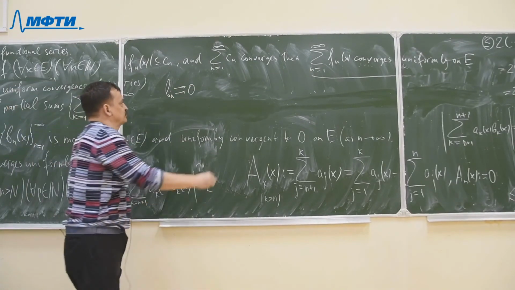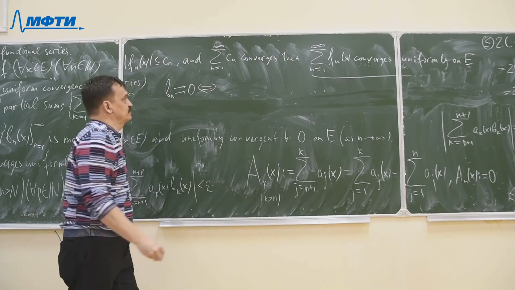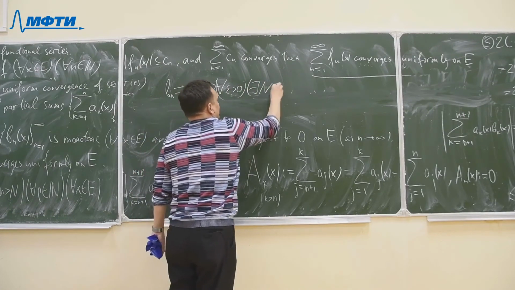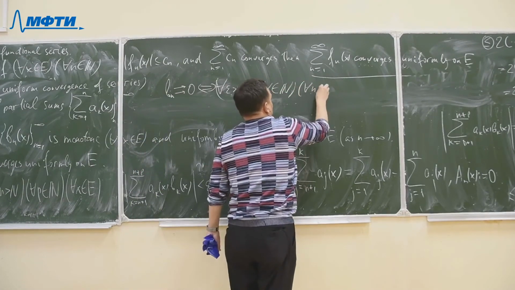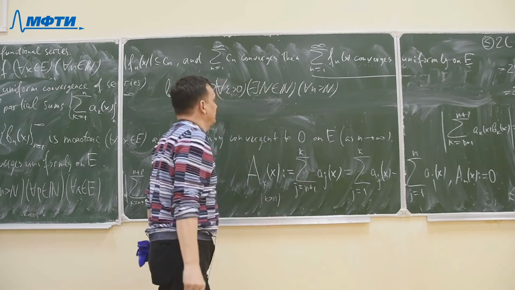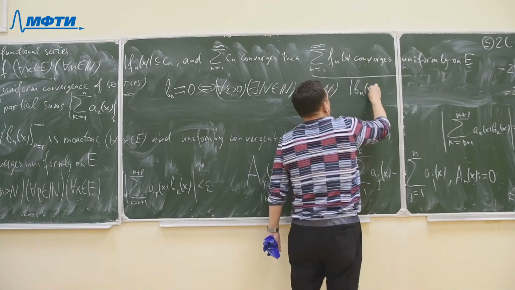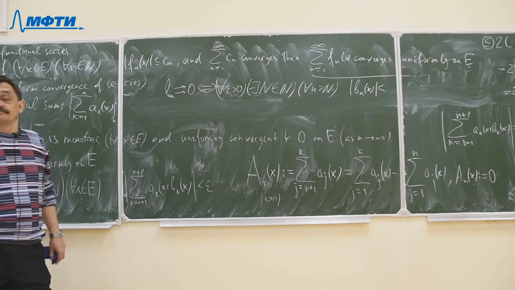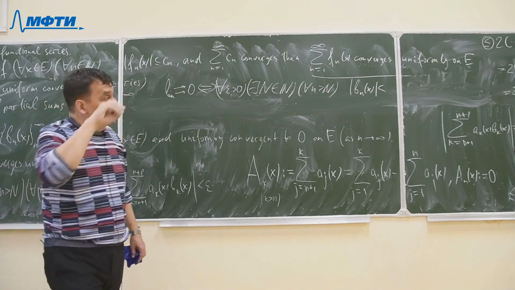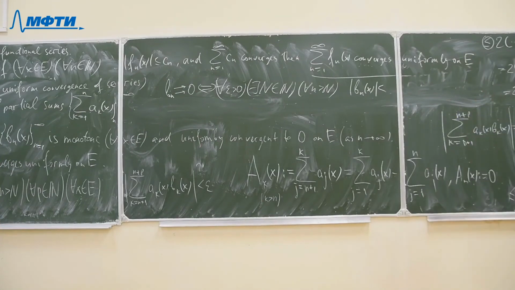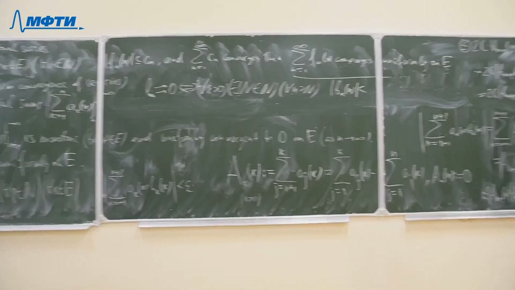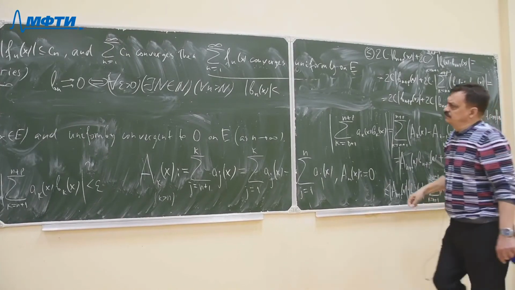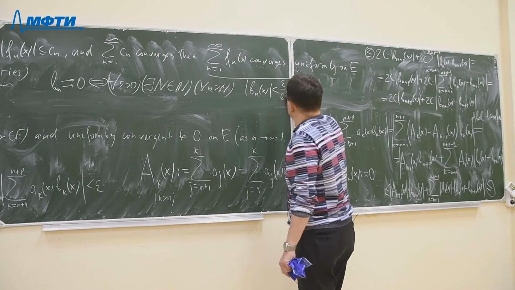Bn uniformly convergent to 0, by definition, what it means? For arbitrary epsilon greater than 0, there exists capital N natural, such that for all n greater than this capital N, we have modulus Bn of x is less than epsilon, right? But to make it better, what I should use here, I have 6, right? Epsilon over 6c.